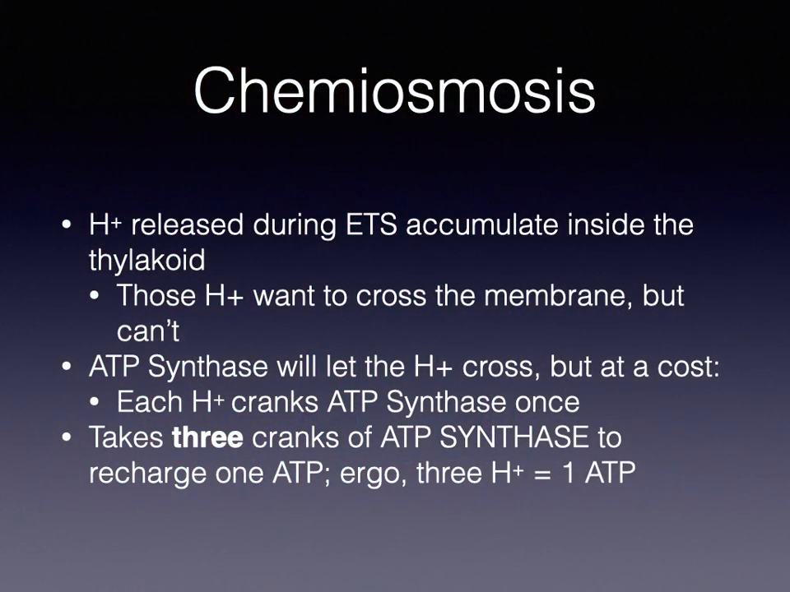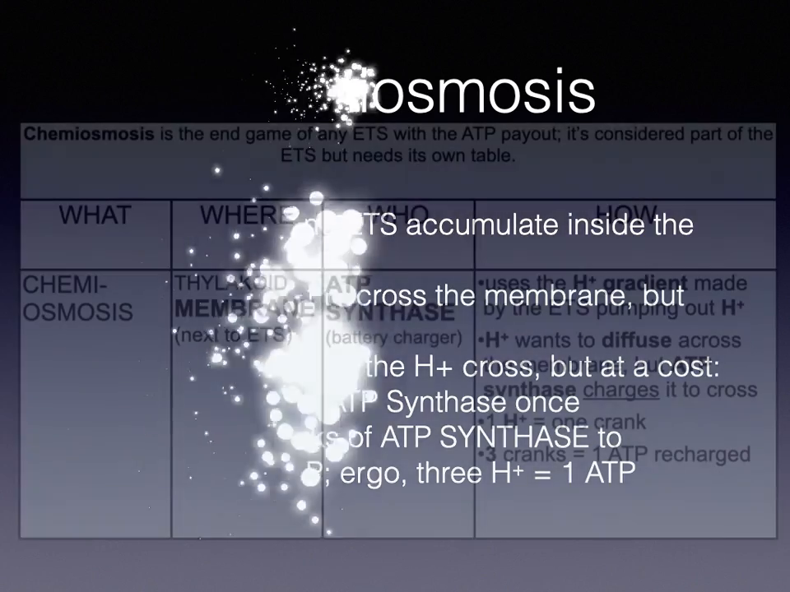And so the actual H plus is released inside the thylakoid. They want to cross the membrane. ATP synthase will let it cross, but at a cost. Each H plus cranks the ATP synthase once. You'd get to crank it 3 times, and that'll allow you to fully recharge 1 ATP.